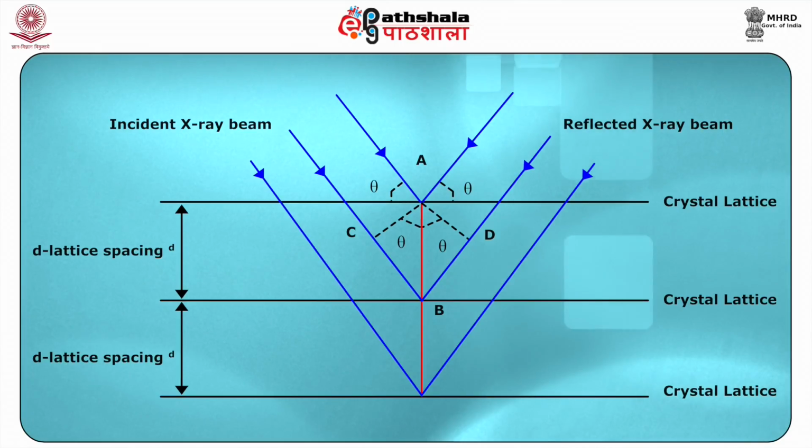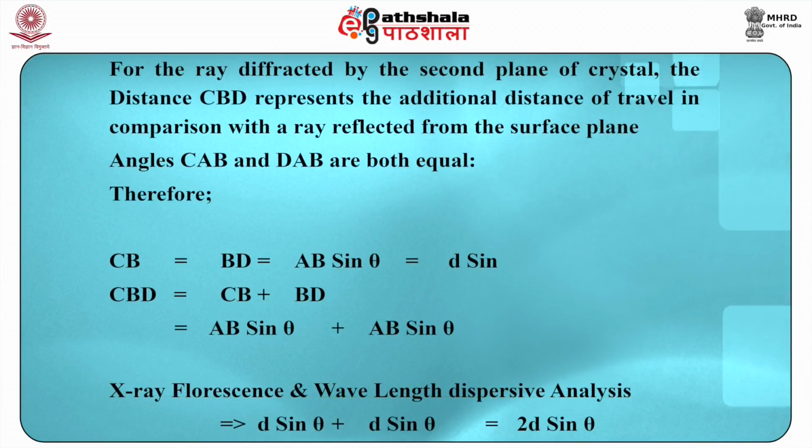For calculating wavelength, Bragg's law is applied, which can be derived as shown. For the ray diffracted by the second plane of the crystal, the distance CBD represents the additional distance of travel in comparison with the ray reflected from the surface plane. Angles CAB and DAB are both equal. Therefore, CB is equal to BD is equal to AB sine theta is equal to D sine theta. CBD is equal to CB plus BD, which is equal to AB sine theta plus AB sine theta.